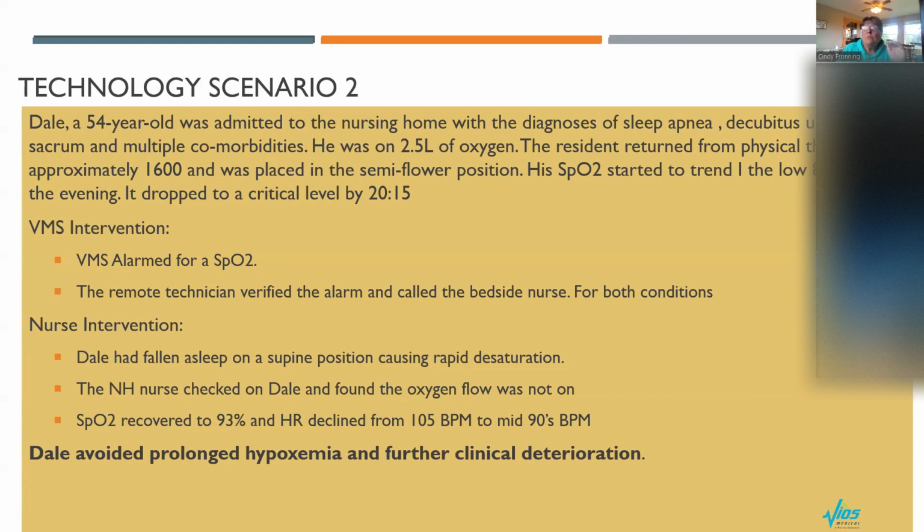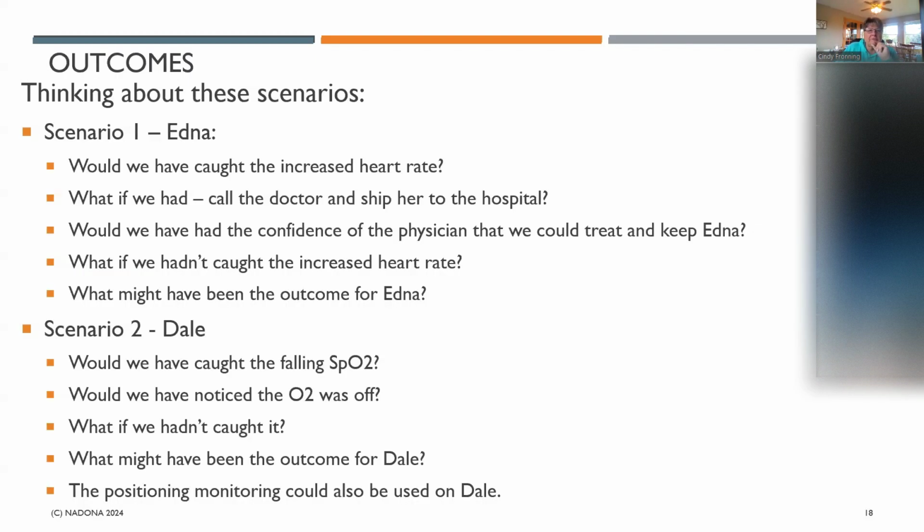So again, what happened with Dale? We stopped him from having hypoxia and declining any further. So let's talk about the outcomes of it. So the first one with Edna, would we have caught that increased heart rate given maybe she wasn't going to have vitals that afternoon? What if we had? What would we have done? We'd have called the doctor, possibly shipped her to the hospital, like I said earlier.